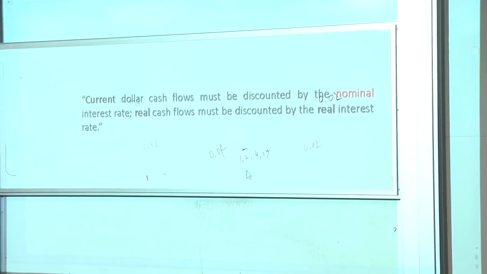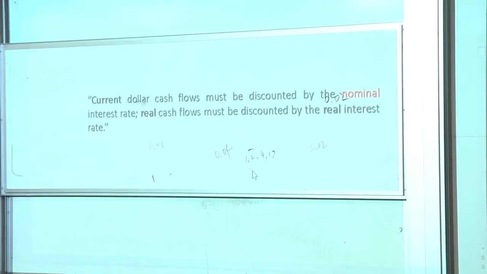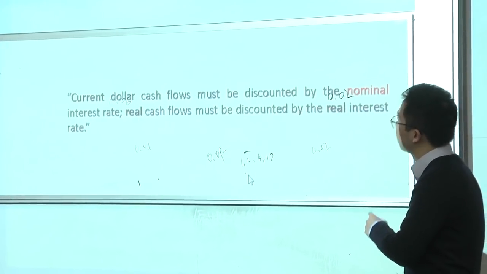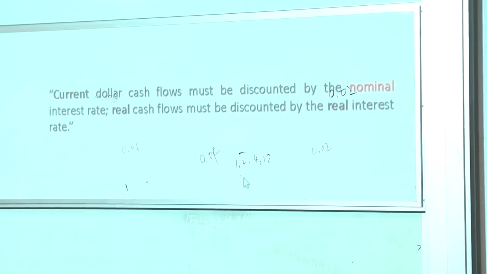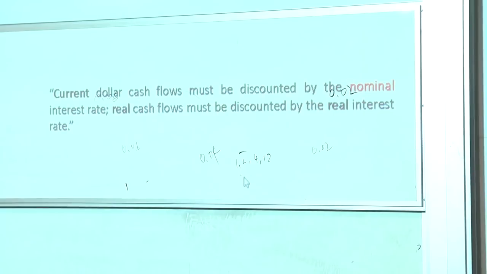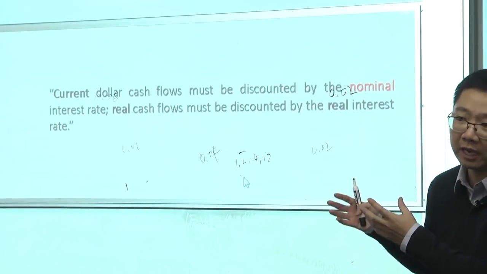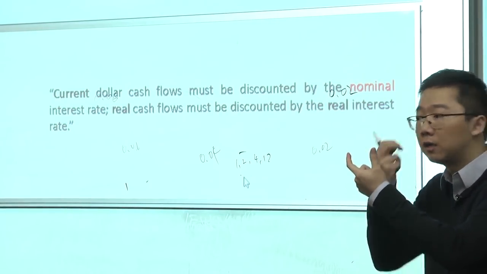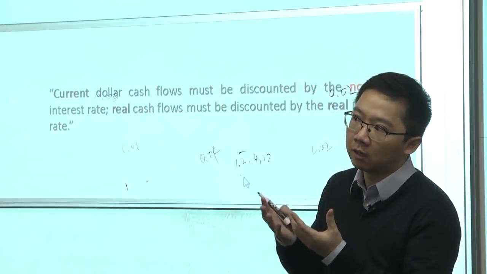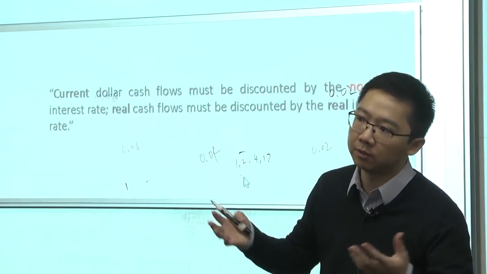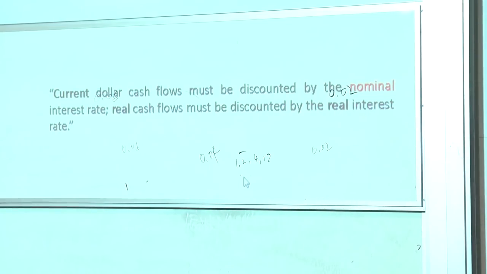Current dollar cash flows must be discounted by the nominal interest rate, and real cash flows discounted by the real interest rate. So just use the corresponding interest rate for the corresponding cash flow. If that cash flow is in real dollars, you discount it by the real interest rate. If it's nominal dollars, you discount it by the nominal stated interest rate. And read the question carefully. If you have similar questions, read those terms carefully. Are they nominal? Are they real?